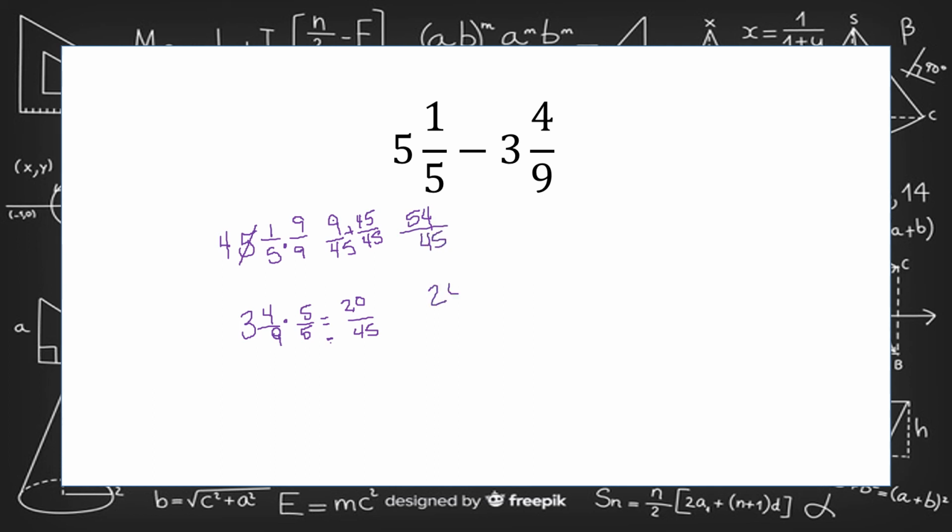Okay, now I can subtract these. So 54 minus 20 is 34 over 45. And then I've got 4 minus 3. That's 1. So 1 and 34/45.